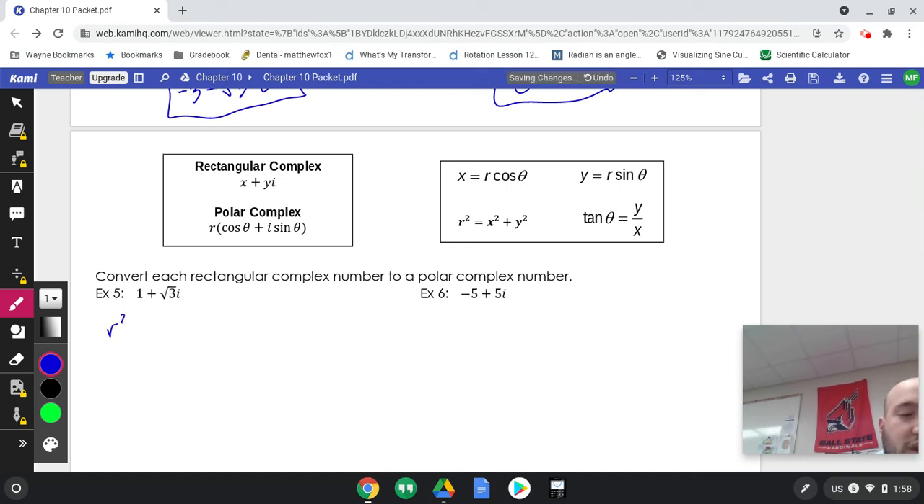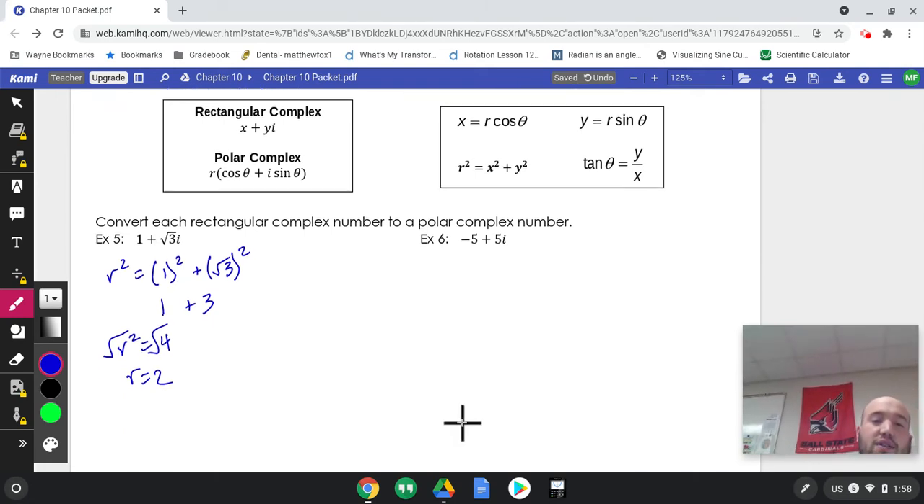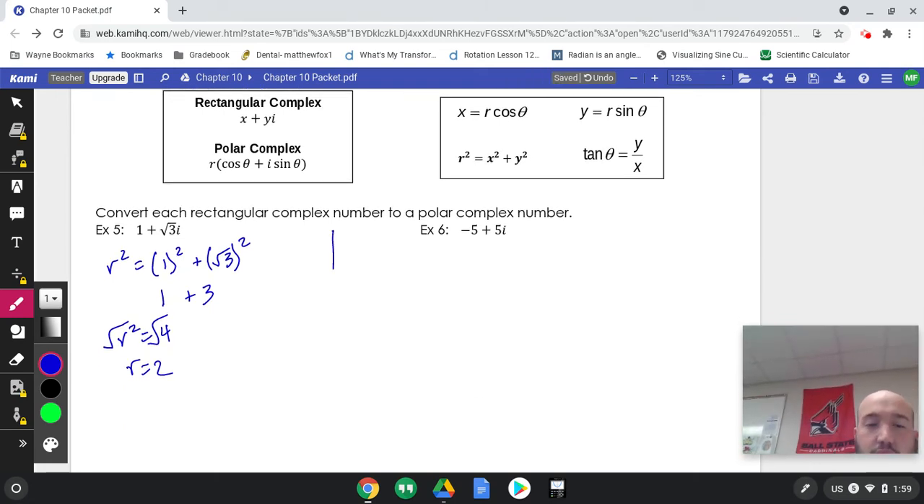So like on number 6, we'll talk about that in a little bit. But r squared equals 1 squared plus whatever the square root of 3 squared is. So that's 1 plus 3. So r squared will equal 4. We take the square root of both of those, and r will equal 2. Now that's our r value. To decide our theta, let's first decide the quadrant. If they're both positive, it's somewhere up here.